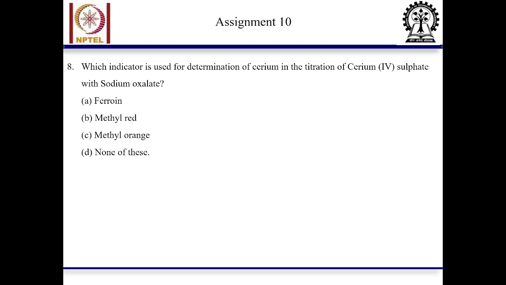Can any one of you now tell me? Sweta is saying C. Methyl orange, no.